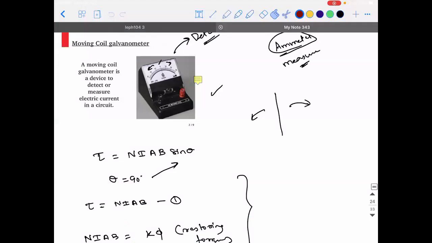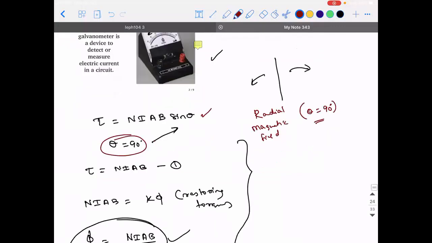Then we saw this concept, right? The torque experienced is NIBA sin theta, but the field will be in such a way. The field is called a radial magnetic field. I hope you guys remember. When I say radial magnetic field, the value of theta is always 90 degrees. So torque, if I put theta equal to 90 degrees, will be NIBA.